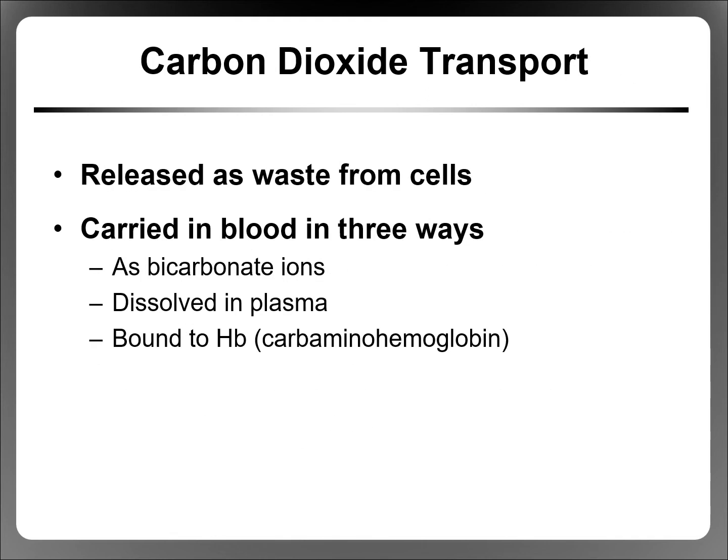So let's look at carbon dioxide transport, because this is the second half of the equation. We know carbon dioxide is released as a waste product from cells with metabolism. However, unlike oxygen, which pretty much is almost exclusively carried by hemoglobin with a little bit of plasma, carbon dioxide has 3 ways to be transported. The first is as a bicarbonate ion in our blood buffer system. The second is to be dissolved in plasma, and the third is actually to be bound to hemoglobin. However, we refer to this as carbaminohemoglobin.